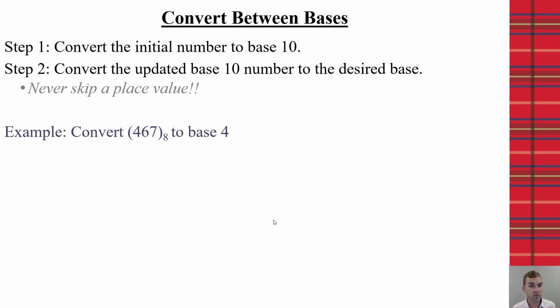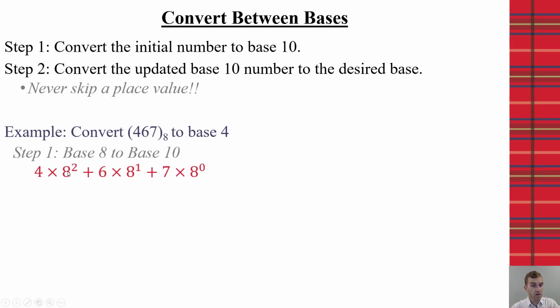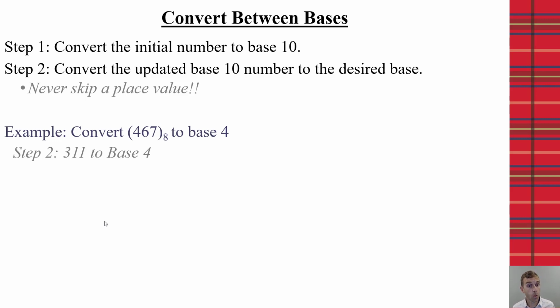So let's say we have the number 467 in base 8, and we're going to convert that to base 4. The first thing is to convert from base 8 to base 10. So I take 4 times 8 squared, 6 times 8 to the first, and 7 times 8 to the 0. I simplify each of those and add them together, and that's 311 in base 10. But that's not the base I want for my solution. I want it in base 4. Now I can convert 311 to base 4.